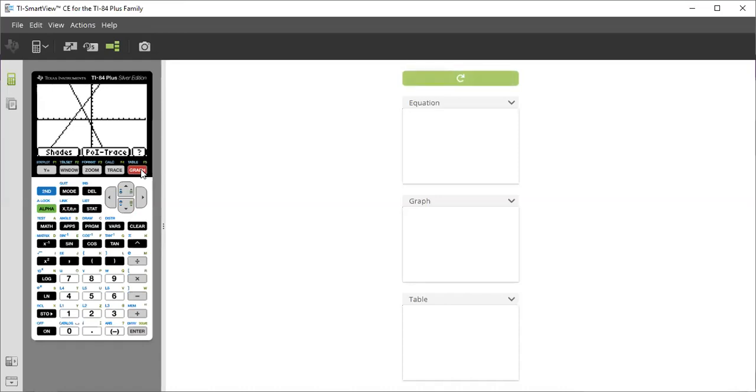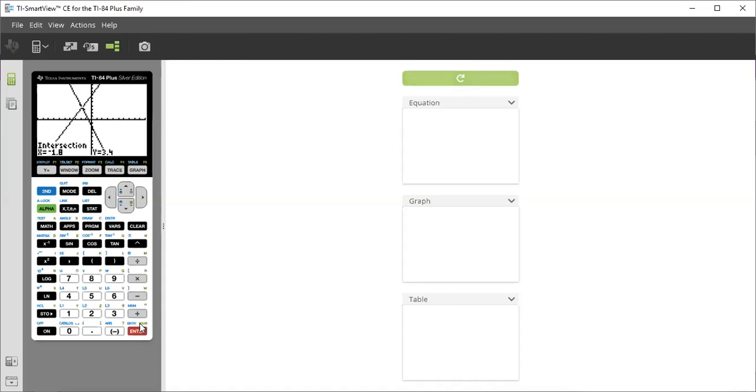And then it looks like (-2, 3), but I'm not sure. So I'm going to do what to make sure? What do I hit? Second, trace, and I want their intersection. So you can scroll down to 5, or you can literally just hit the number 5 button. And you have to hit enter 1, 2, 3 times, and it will tell you the intersection is -1.8 and 3.4. Everybody understand how to do that?